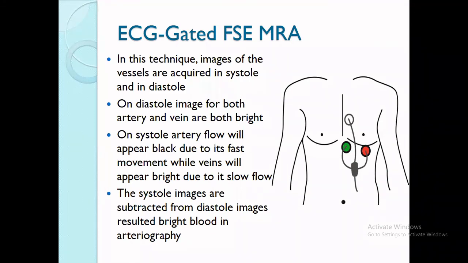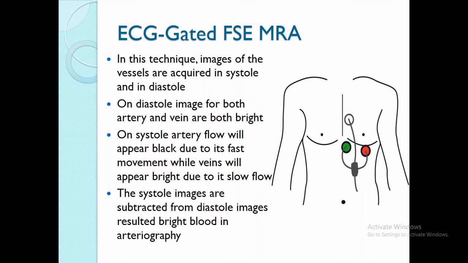So in the arteries, they will appear black, while in the veins, they will appear bright. In the diastole, the arteries and veins both appear bright. In the systole, only the vein appears bright, but the artery will appear darker. So where is the difference? The difference is in the systole, not in the diastole, because in the diastole, both of them appear bright. In the diastole, the artery appears bright, but in the systole, the artery will appear darker. In the diastole and in the systole, the vein will appear bright.